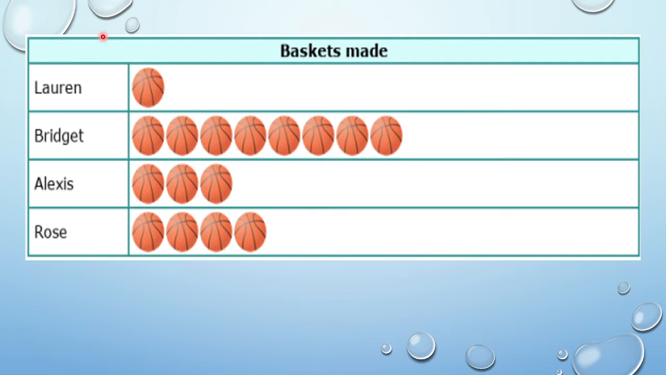So that is the picture graph. One ball is equal to 5 baskets. Let us read the names first. This one is Lauren, Bridget, Alexis, and Rose. So for example, Lauren has made how many baskets? 5 baskets. It means Lauren was able to shoot the ball 5 times. Do you understand? All right.